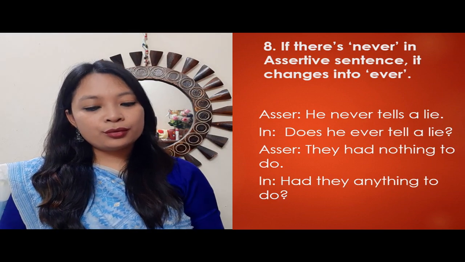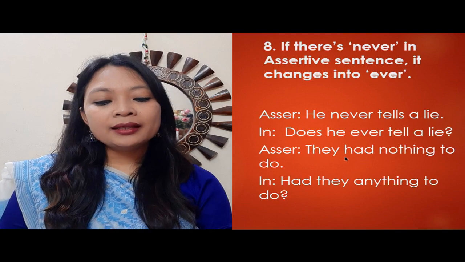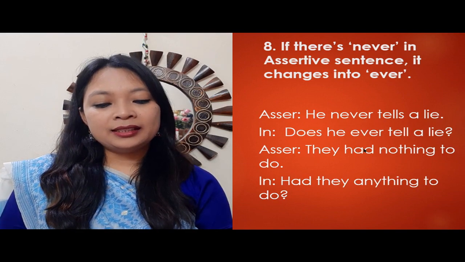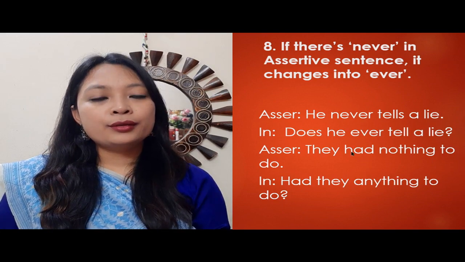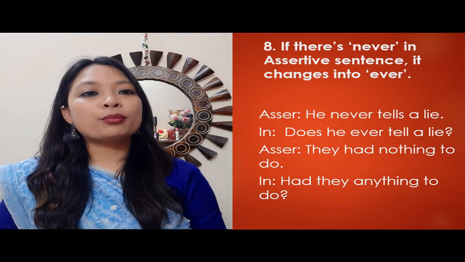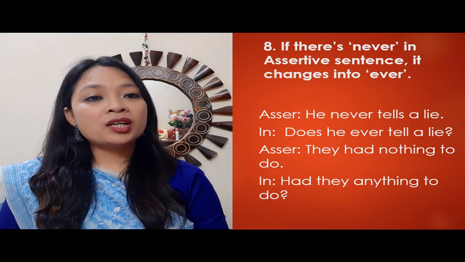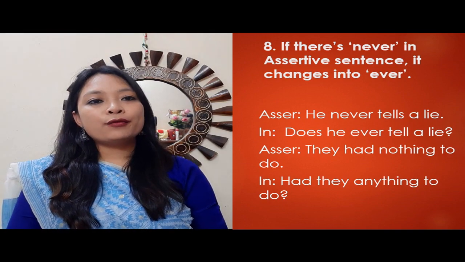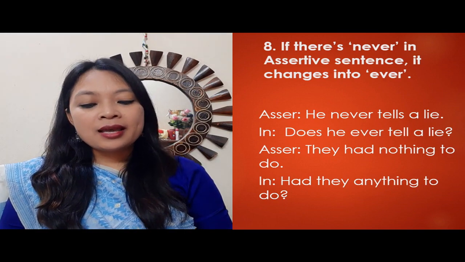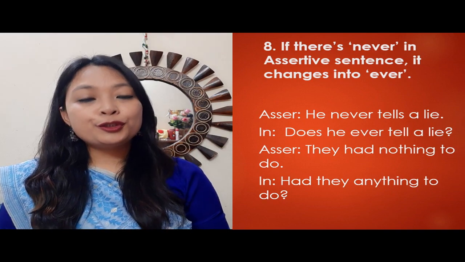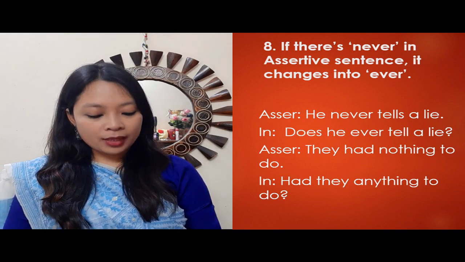Why are we writing this type of answer? Here you see the sentence is, they had nothing to do. So, had is the auxiliary verb here. According to the structure of an interrogative sentence, we write the auxiliary verb at the very beginning of the sentence. That's why we have written had at the beginning. So, the answer is, had they anything to do? Okay.